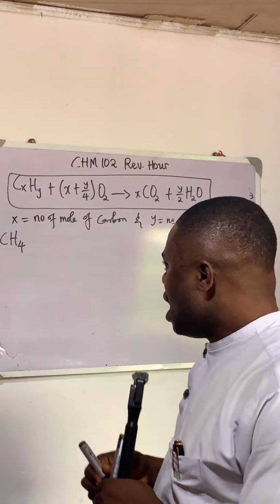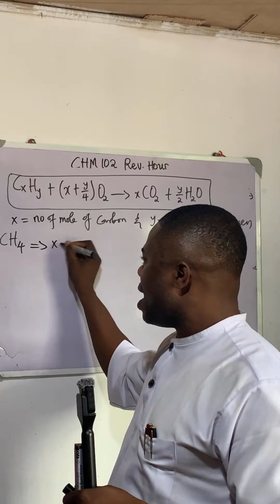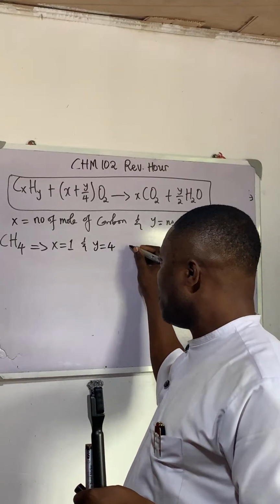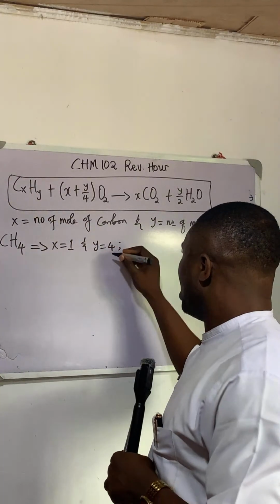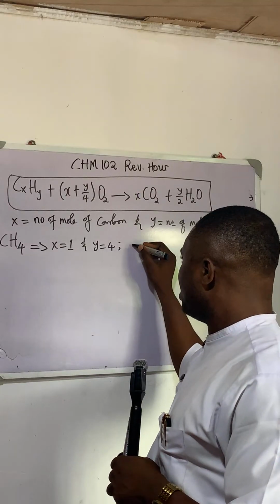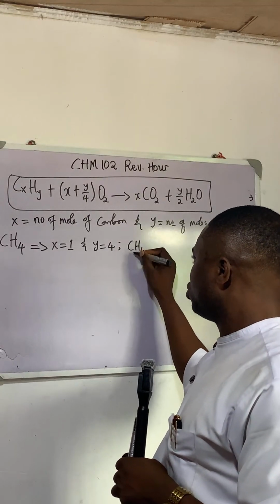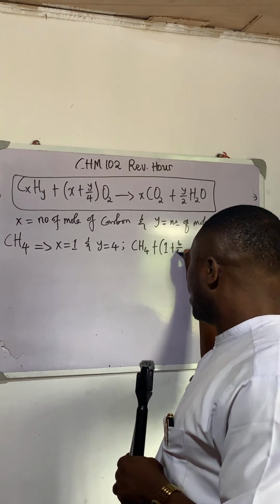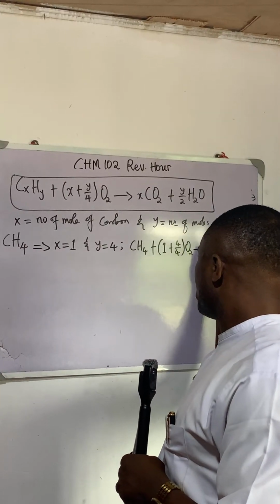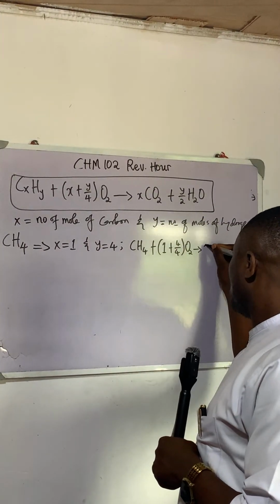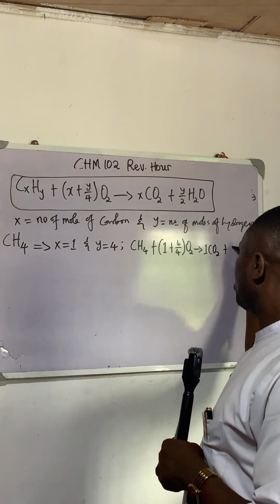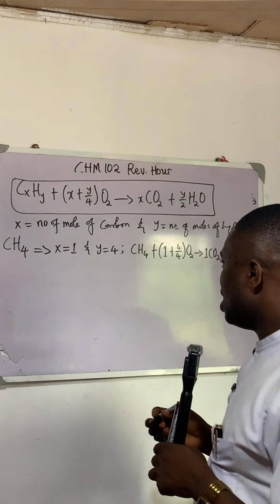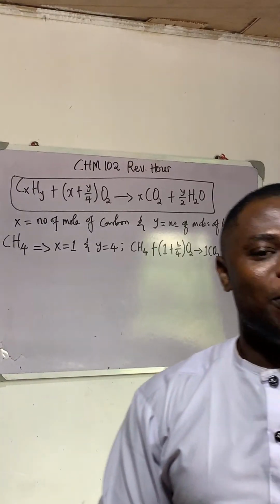Here we have CH4. And what is it trying to tell you? It shows that our X is equal to 1 and our Y is equal to 4. Now, using the formula, it becomes CH4 plus, 1 plus 4 all over 4 of oxygen, which gives us 1 CO2 plus 4 all over 2 H2O. That is how to balance. This is the best way to balance hydrocarbon equation.